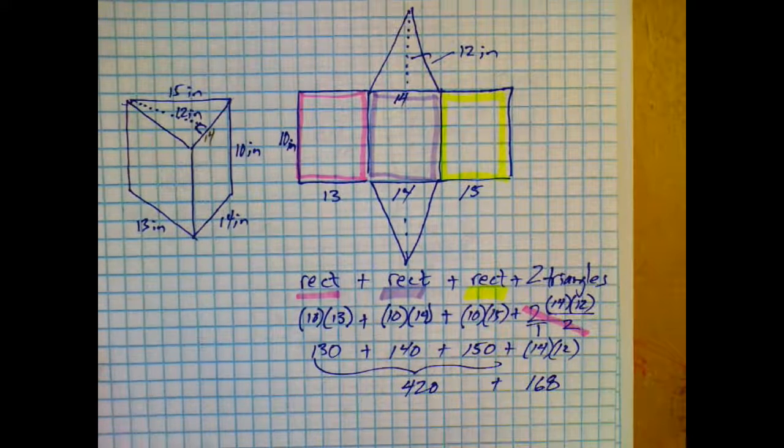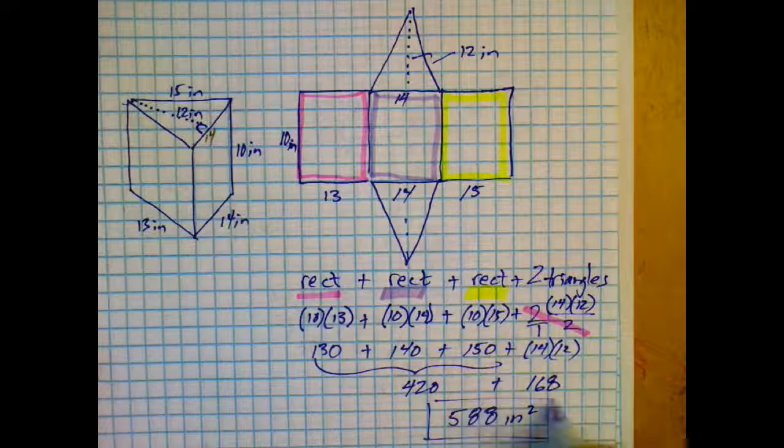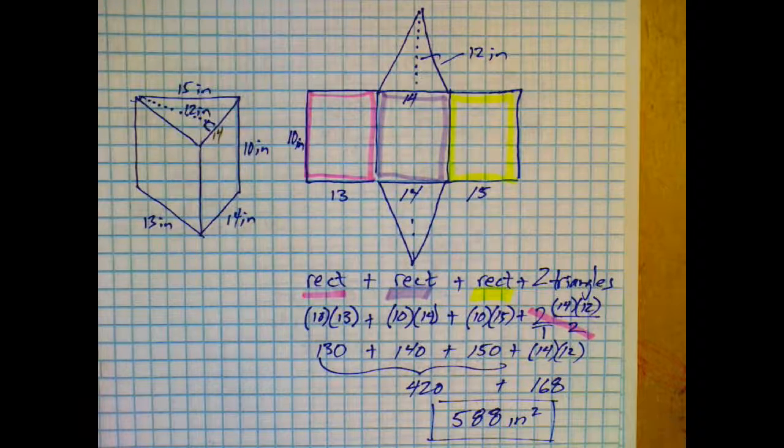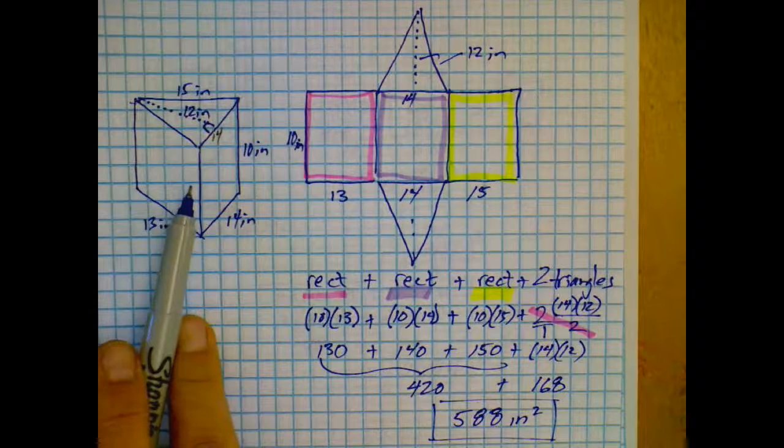420 plus 168 gives us what? 588, and we're measuring inches, so this would be inches squared. 588 inches squared. That is the area for this particular triangular prism.